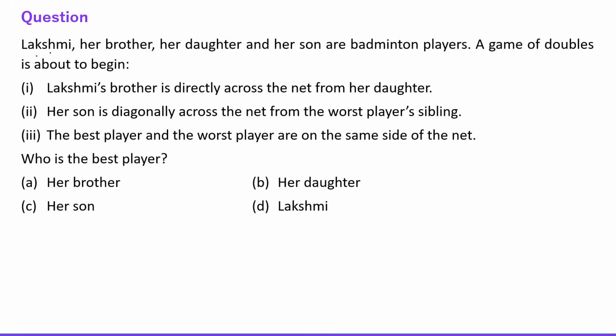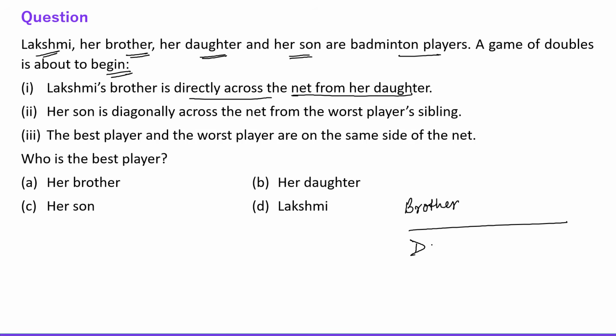Next question is a puzzle which says Lakshmi, her brother, her daughter and her son are badminton players. A game of doubles is about to begin. Lakshmi's brother is directly across the net from her daughter. Lakshmi's brother is directly opposite to her daughter. After that, her son is diagonally across the net from the worst player's sibling.